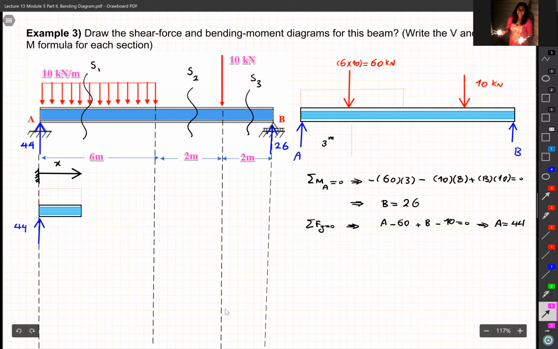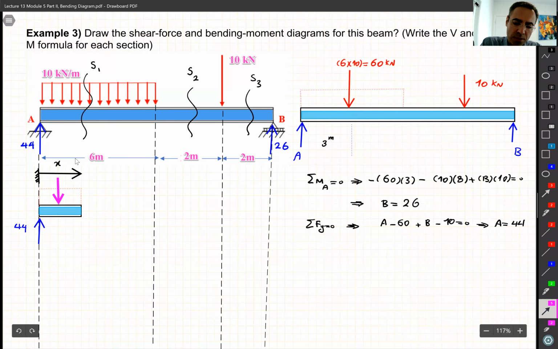Would it be 10x? Exactly. Thanks, Aditi. So it's going to be 10x, right? So the equivalent is going to be somewhere in the middle. But remember, we cut this portion of this distributed load. So it's not going to be the whole 60. It's just going to be a portion whose length is x. In other words, it's going to be 10 multiplied by x, because the length is x, all right? So always be careful. I've seen students make this mistake again. They put 60. 60 is for the whole thing, but we cut only the x portion of it. Remember, from the beginning to this point, it's x.